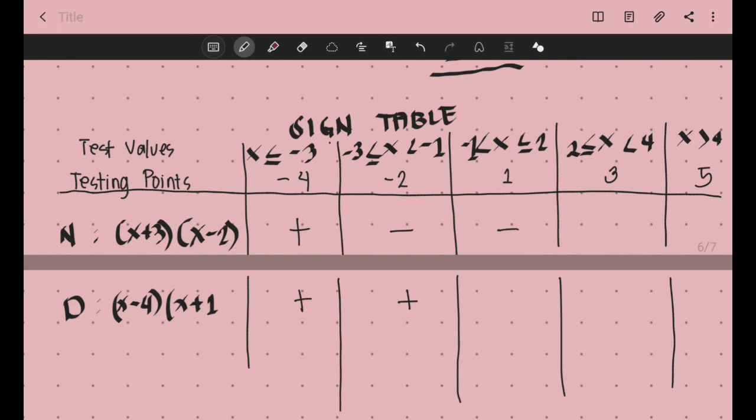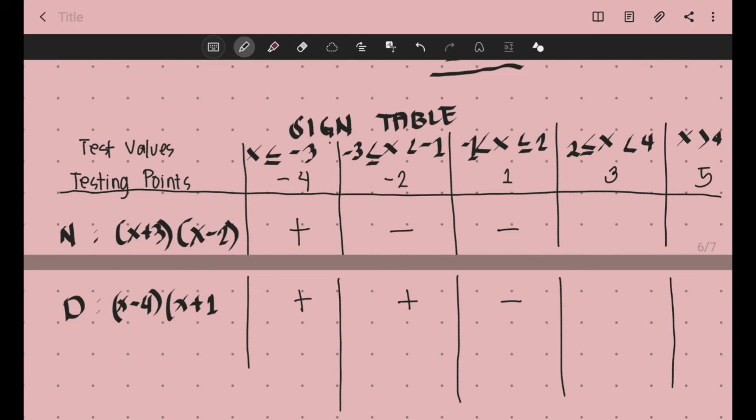So, makikita nyo naman, positive multiplied by negative, that is negative. Next. So, let us substitute 1 to our denominator. We have 1 minus 4. We have negative 3. Then, 1 plus 1, we have positive 2. So, negative multiplied by positive, we have negative. So, the result is negative for your denominator if the possible values of x is between negative 1 and positive 2.